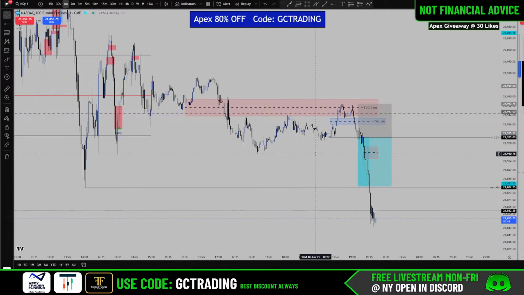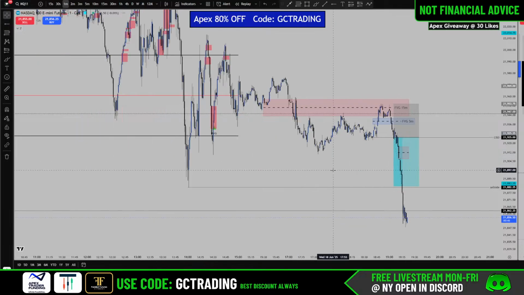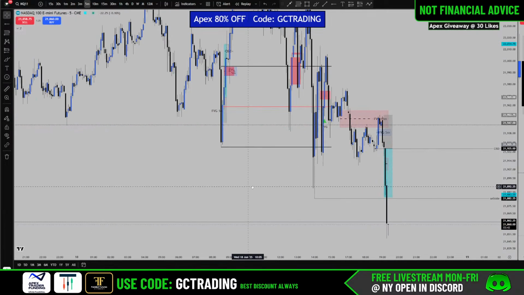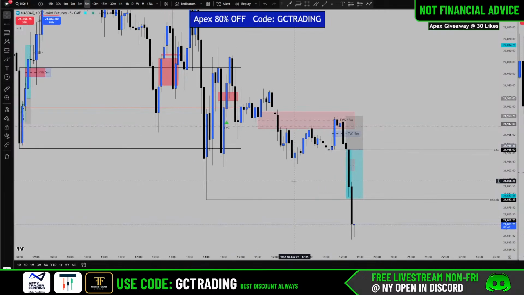Nice little trade right there, guys. Tapped into the 15-minute gap, 5-minute inversion. That's it.